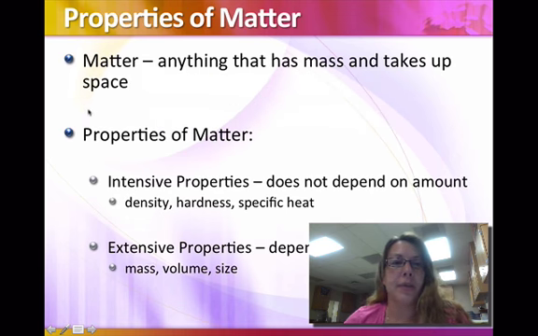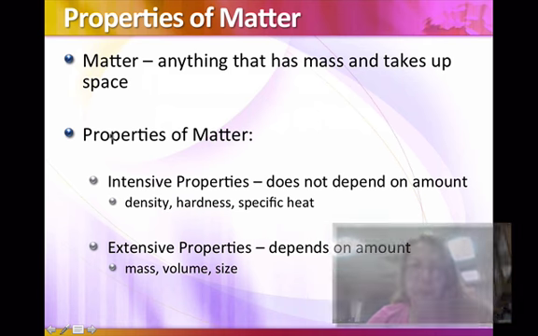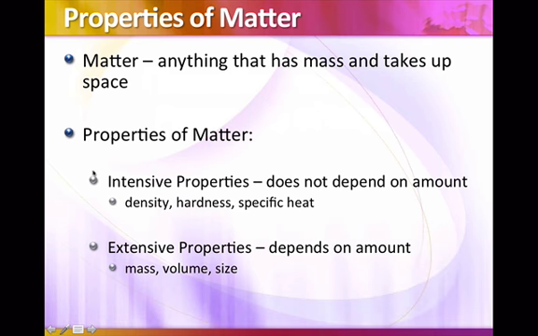Properties of matter. Matter is defined as anything that has mass and takes up space. Write that down. There are two types of properties of matter: intensive and extensive. Intensive properties are properties that do not depend on the amount. For example, no matter the amount of salt that I have, the density of salt is always going to be the same.